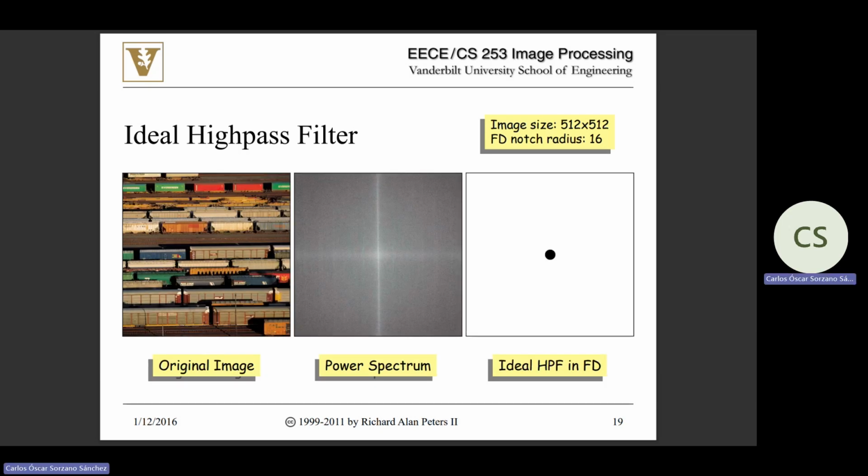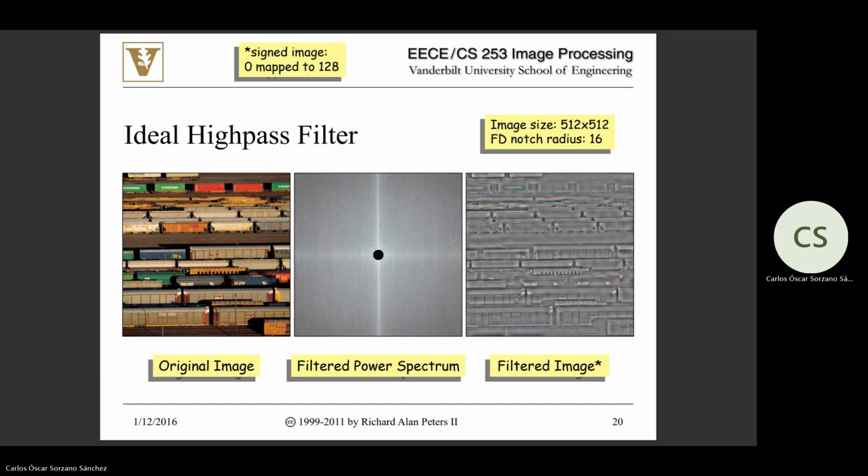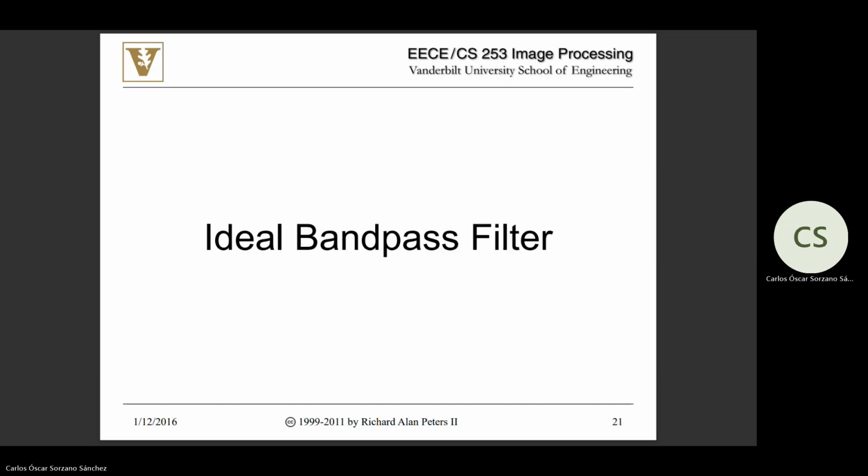So let's apply it. So we have the original image, the original power spectrum, the low pass, the high pass filter. Then we multiply the Fourier transform of the image by the Fourier transform of the high pass filter, and then we do the inverse Fourier transform, and this is how it looks. So we have lost the low frequency details. So all we see are the borders. Any questions?